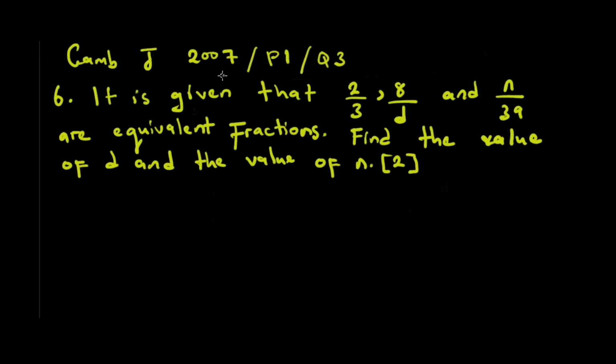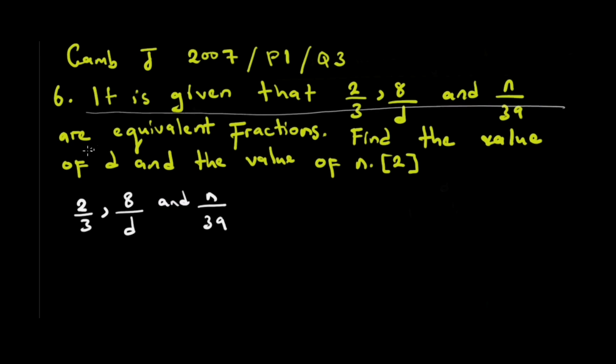Number 6 says, it is given that 2 over 3, 8 over d, and n over 39 are equivalent fractions. We need to mathematize it. To mathematize is to convert a statement into mathematical terms.